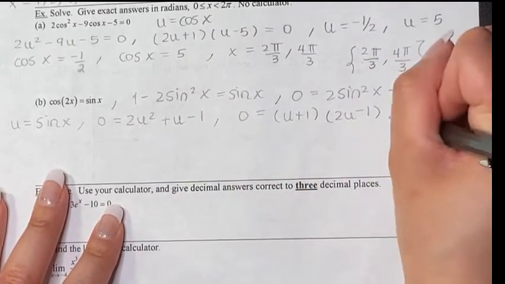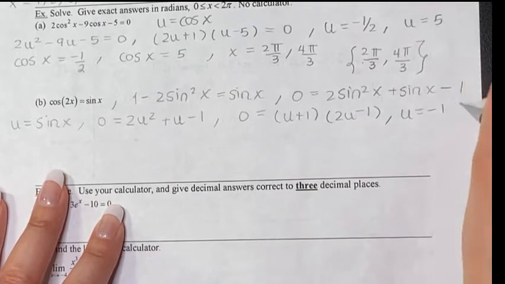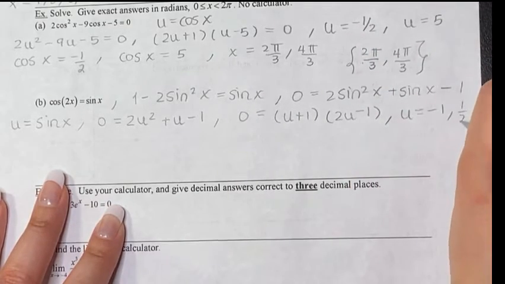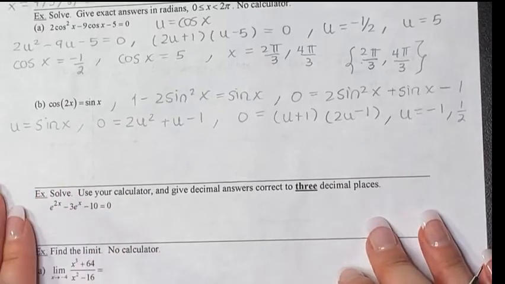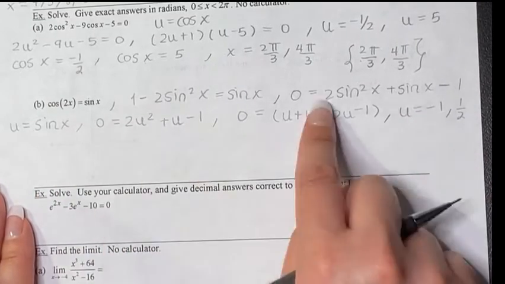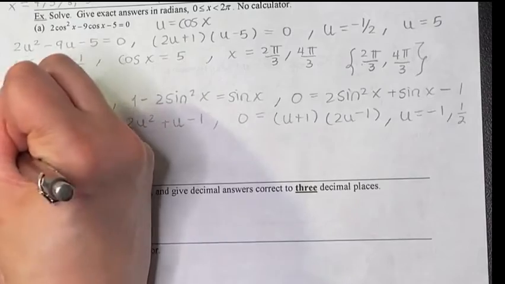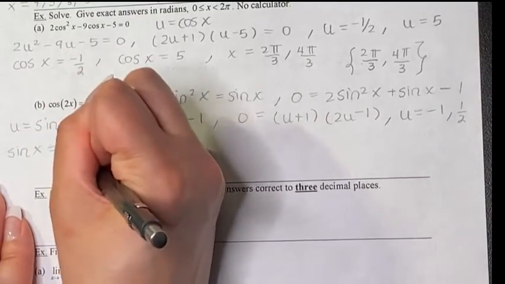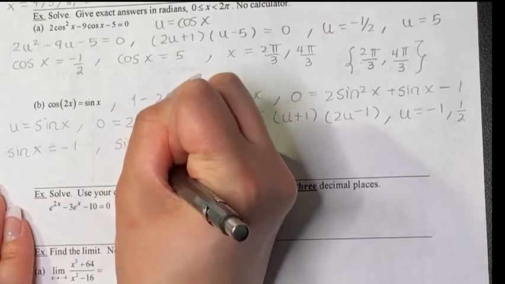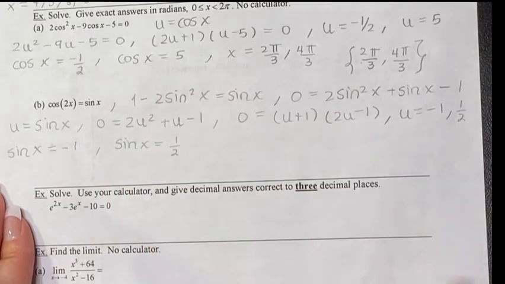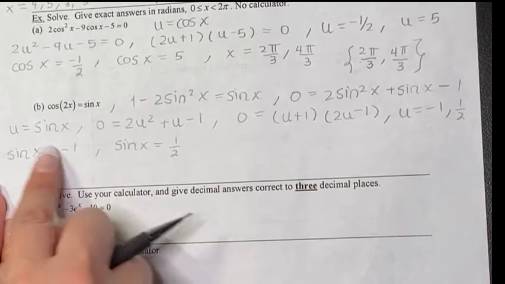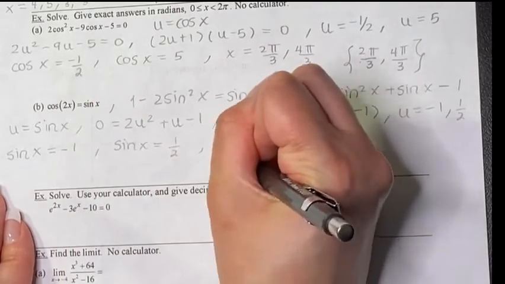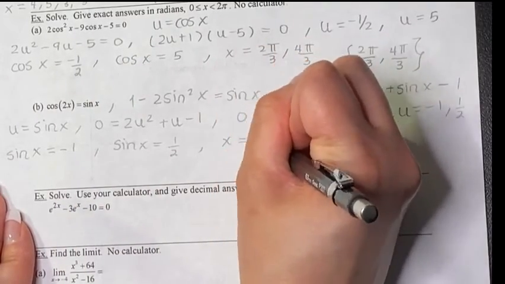Obviously you have that your u is going to be -1, and the other u, since I'm running out of space here, I'm just going to put the 1/2 there. Now that we have the u, you go back to your original, which was sine. So you have sine of x is equal to -1, and sine of x is equal to 1/2, and you need to solve each one. For this one, again, unit circle value, you do know that x is equal to 3 pi over 2.